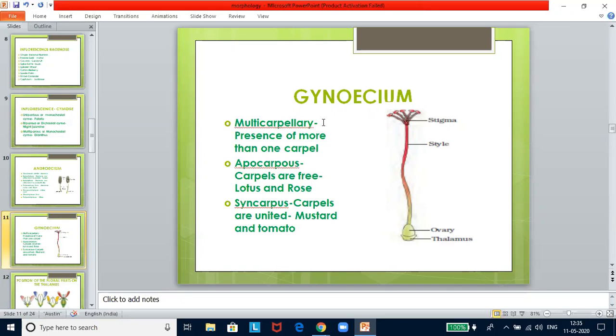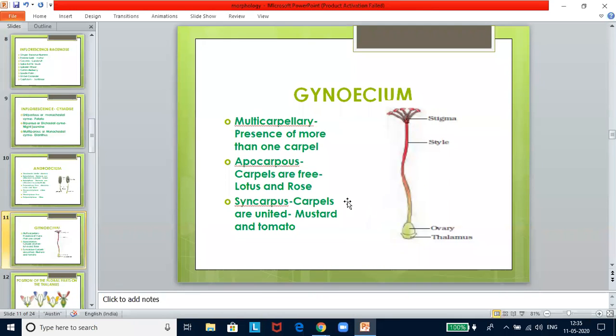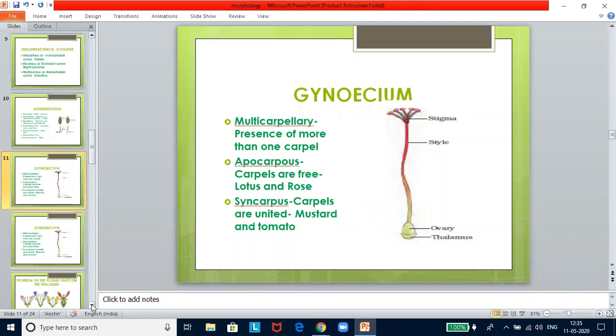Now, what are the different terms you use? This entire structure is called a carpel. Multicarpellary means presence of more than one carpel. Suppose you find many of these, then it is called a multicarpellary structure. Apocarpous, carpels are free, example lotus and rose. Syncarpous, carpels are united, example mustard and tomato. So I hope you have understood about the flower and the position of the flower.